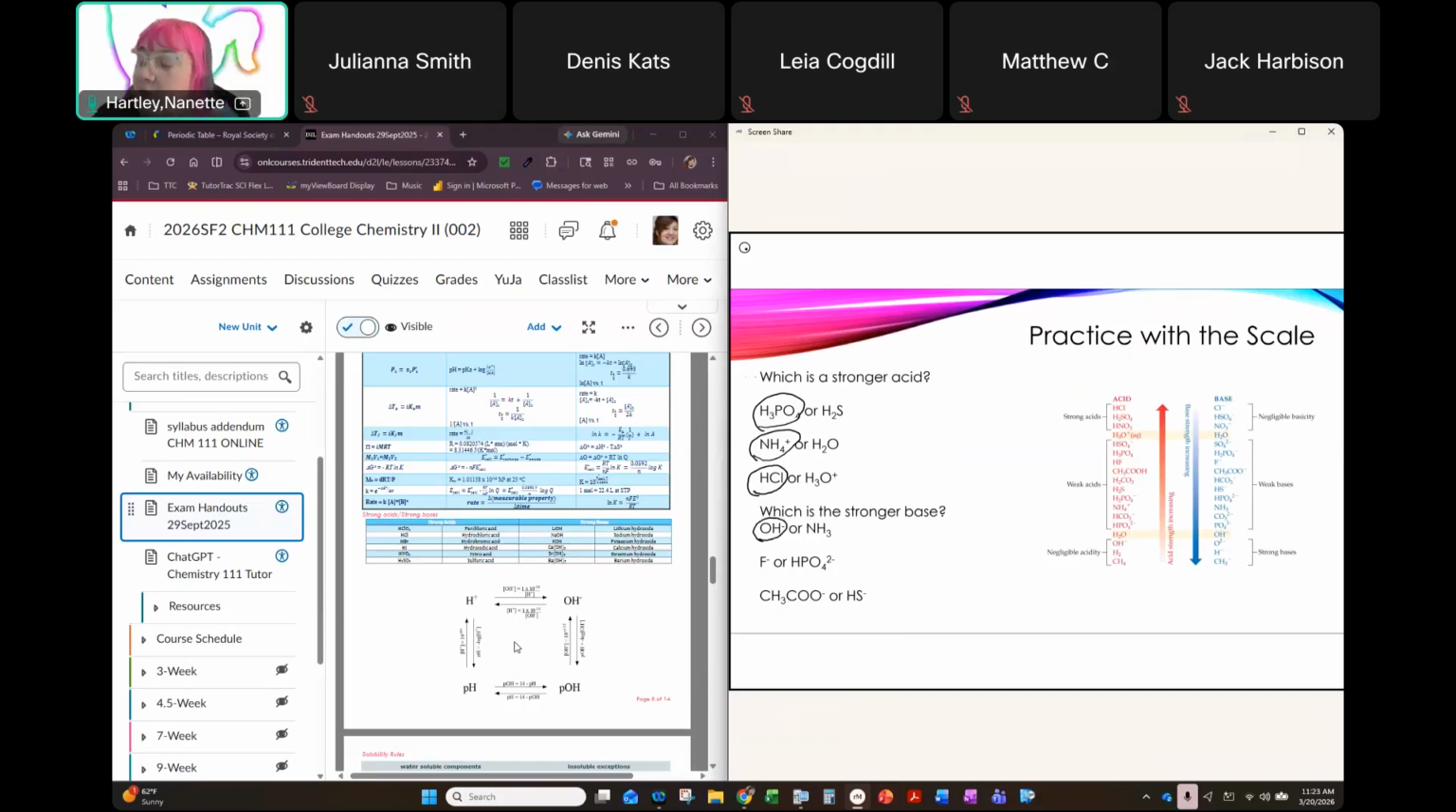F minus or HPO4 2 minus. Now F minus is here, and H2PO4 minus is above it. Oh, now where's the 2 minus? That's not the right one. There we go. HPO4 2 minus is below it. So that's the better base because it's below it.